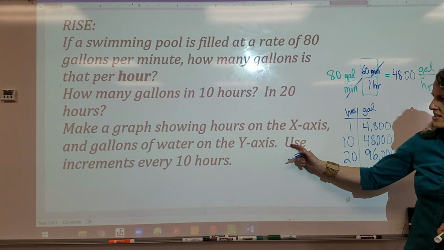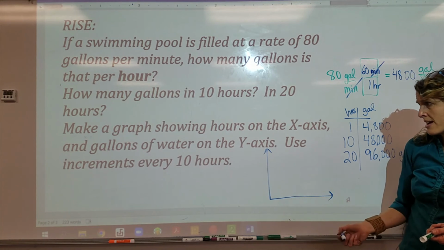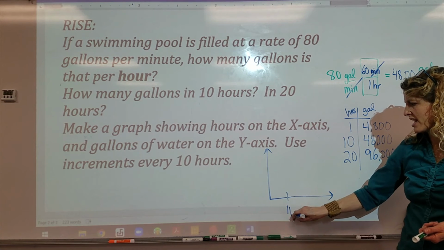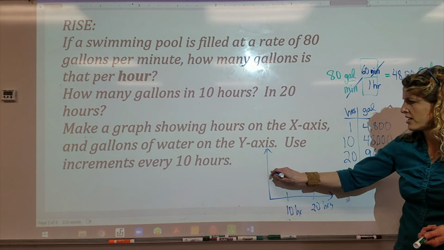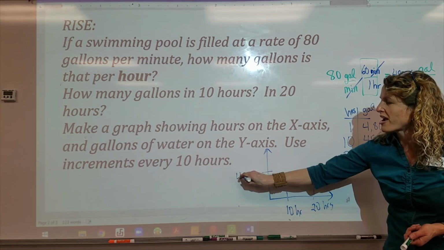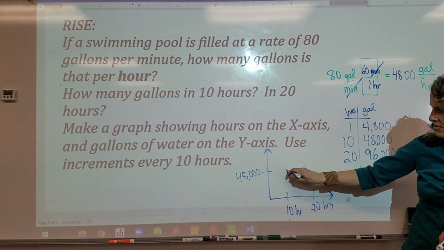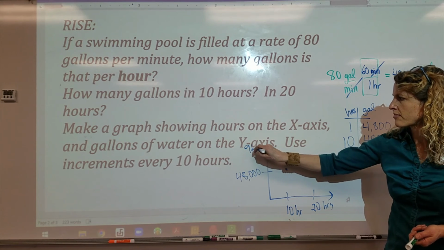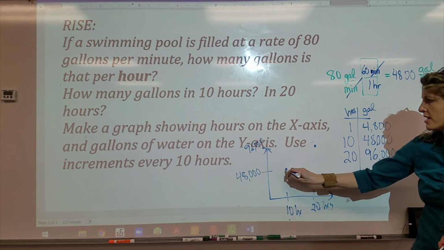Then the next part says, use a graph to show this. It says the hours are on the x-axis, so this would be 10 hours. This would be 20 hours. And then this one is gallons. So let's start, we know at 10 hours, our ordered pair, our number there that goes with 10 hours is 48,000 gallons. So I know I'm going to have a point here. And then 96, we're going to go up to right here. Oops, right there. And then these are going to connect.